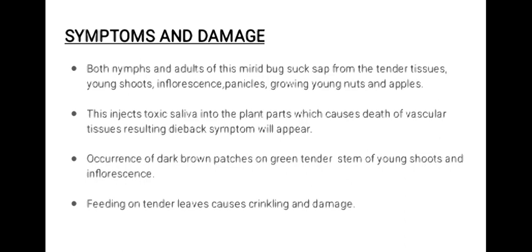Symptoms and damage. Both nymphs and adults of this mirid bug suck sap from the tender tissues, young shoots, inflorescence, panicles, growing young nuts and apples. This insect injects toxic saliva into the plant parts, which causes death of vascular tissues, resulting in dieback symptoms. Occurrence of dark brown patches on green tender stem of young shoots and inflorescence, and feeding on tender leaves, causing wrinkling and damage. Management and control.